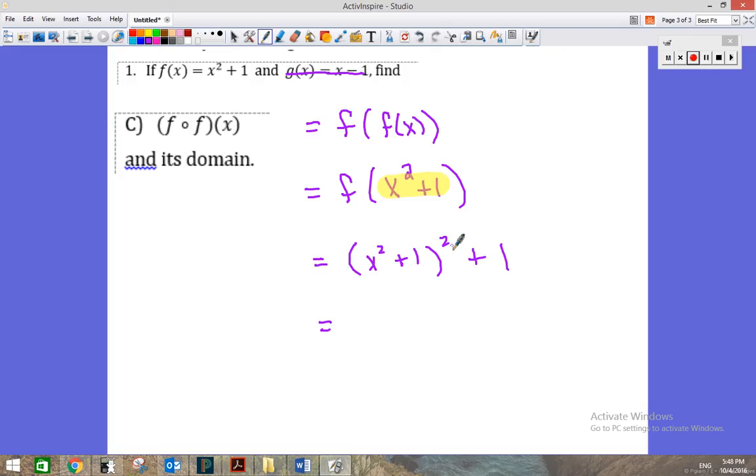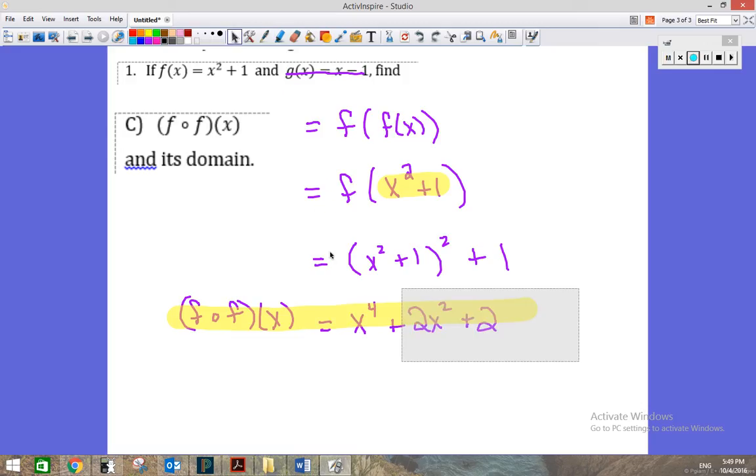Remember, exponents don't distribute. This is x squared plus 1 times x squared plus 1, which is x to the 4th plus 2x squared plus 1, and then plus another 1 is plus 2. So f composed with f is this expression, x raised to the 4th power plus 2x squared plus 2.